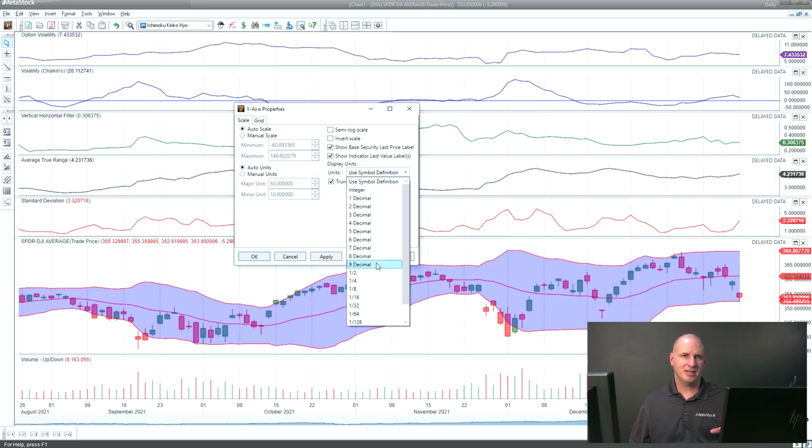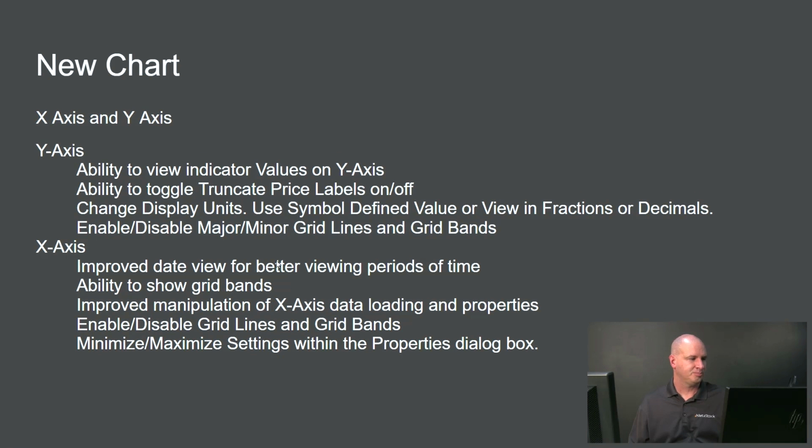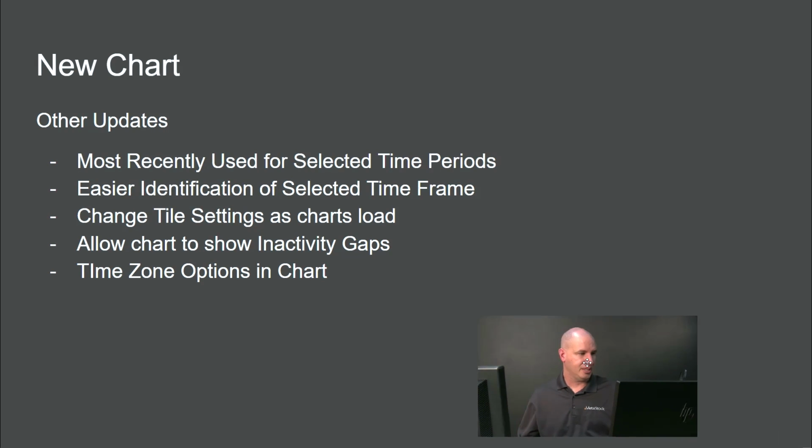So this is a customization for people who want to be able to change how they view price inside of MetaStock. So let's just change it to a decimal fraction here. And you can see it changes it to a fraction right there in that price plot. So let's go back here to use symbol definition. And there you go. Okay, so there's some cool new enhancements to the X and Y axis. Okay, so a few other things here that are really cool, and I really like these.